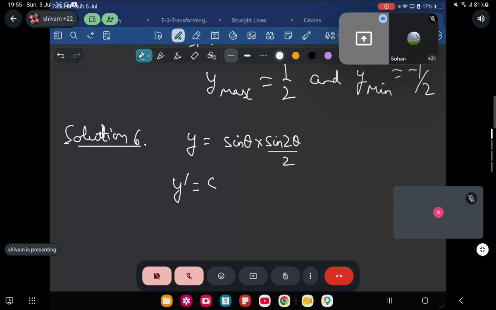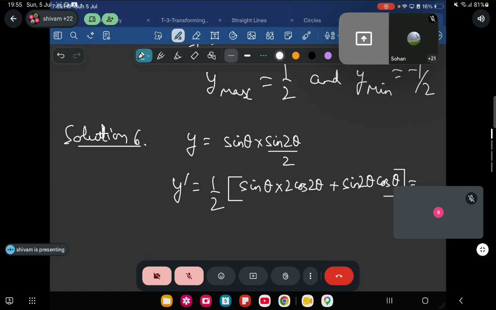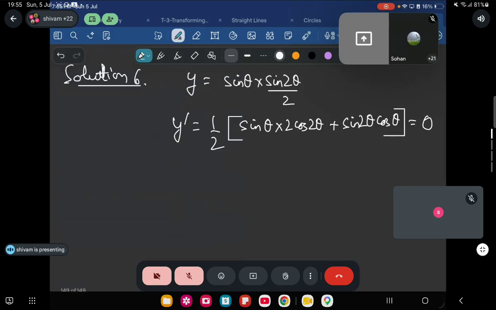So y dash will be equal to half within brackets, sin theta into 2 cos 2 theta plus sin 2 theta into cos theta. Put it equal to 0, everyone. Something should be common. 2 cos 2 theta. What is cos 2 theta? 2 cos square theta minus 1, and sin 2 theta is 2 sin theta cos theta.